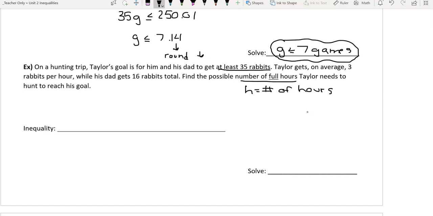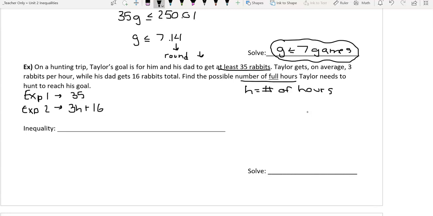So now we need to talk about our expressions. Our expression number 1 is just our total amount, which is at least 35. Expression number 2, which you could do all in one step and make your inequality, but I'm going to separate it for right now. Taylor gets on average 3 rabbits per hour, so 3H, while his dad gets 16 total. Notice how 16 is not talking about hours, so 16 does not get an H.